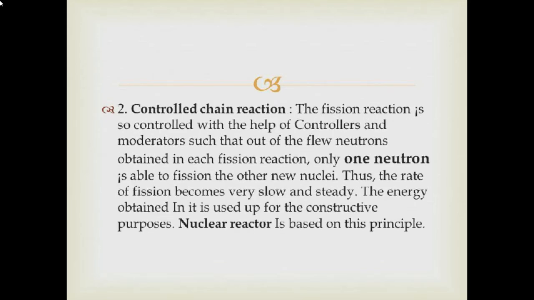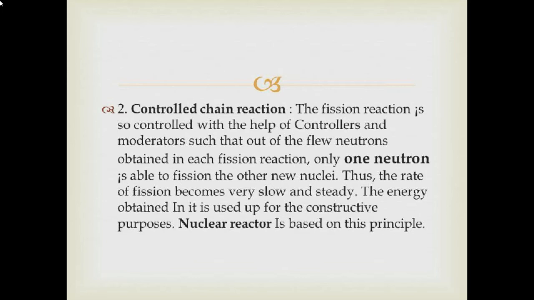Controlled chain reaction: the fission reaction is controlled with the help of controllers and a moderator, such that out of the few neutrons obtained in each fission reaction, only one neutron is able to fission other new nuclei. Thus the rate of fission becomes very slow and steady. The energy obtained in it is used for constructive purposes. A nuclear reactor is the best example based on this principle.